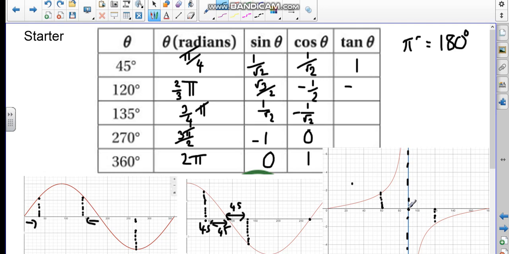Okay, so this is 90, this is 120, the difference there is 30. So we've got the same difference here, 90 down 30 takes us to 60. So tan 60 is the same as the negative of tan 120, or tan 120 is the negative of tan 60, is a better way of putting it. So tan 60 is root 3, so 120 is negative root 3.